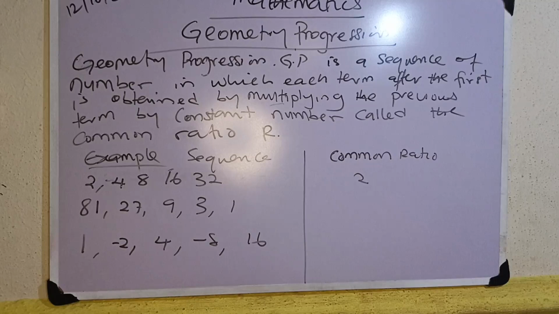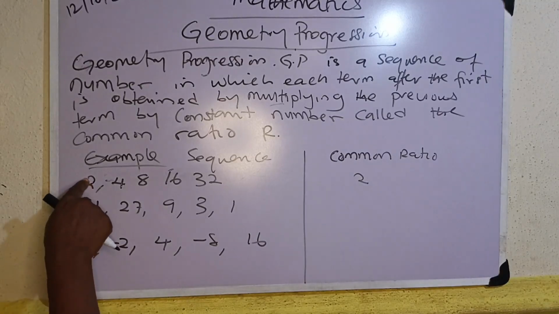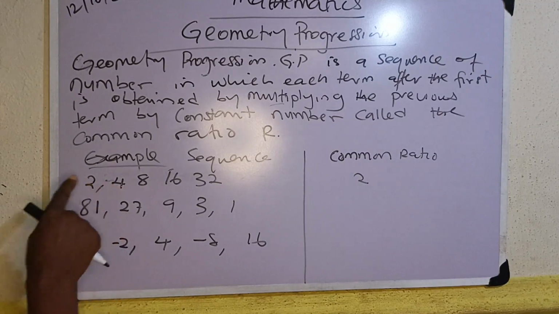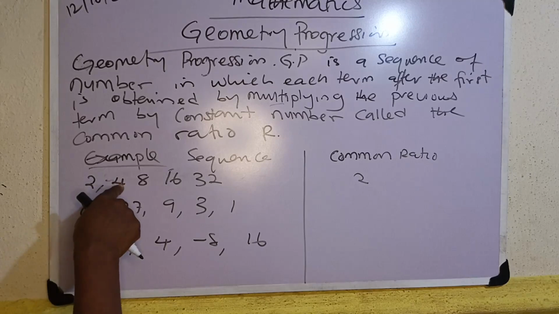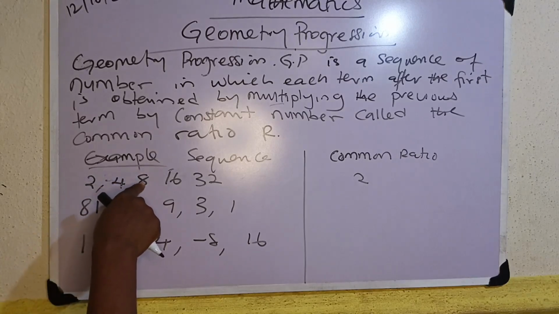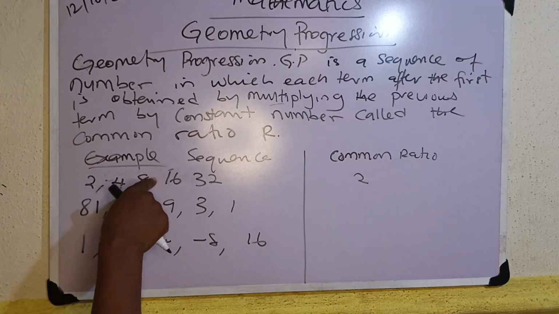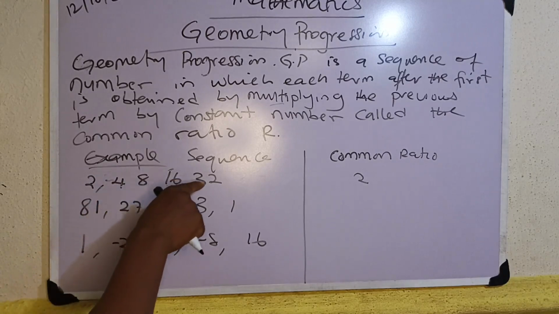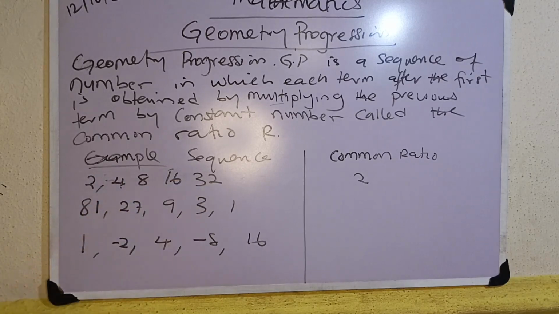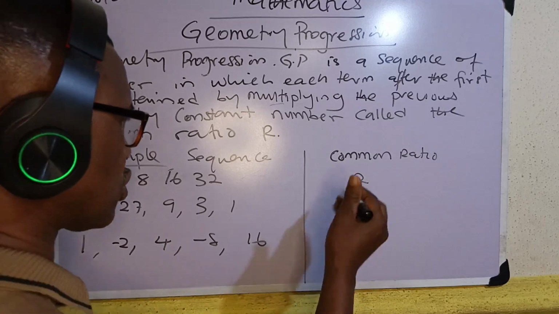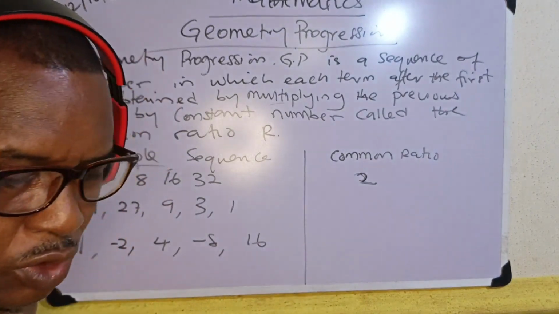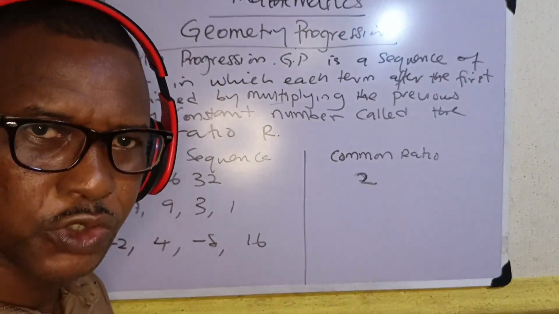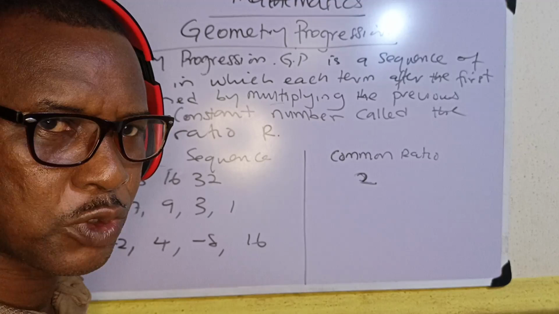So what is that constant number? For example, if we try 1, 1 times 2 can never give you 4. But if you try 2, 2 times 2 is what? 4. Times the same 2, because it is a constant number, is 8. Times the same 2, 8 times 2 is 16. 16 times 2 is 32. So the constant ratio is 2. That's how we got here. So 2 is our constant ratio. Hope you get me clear.